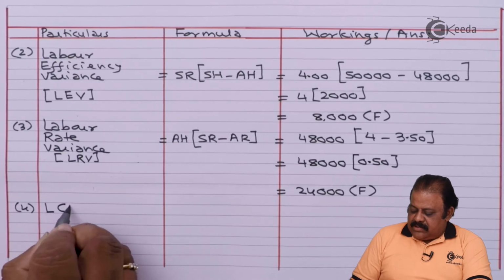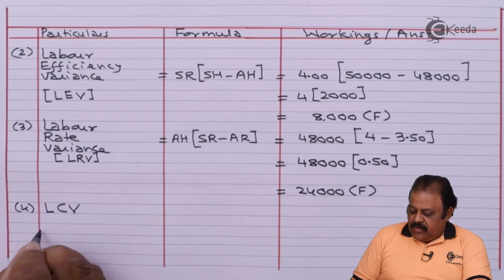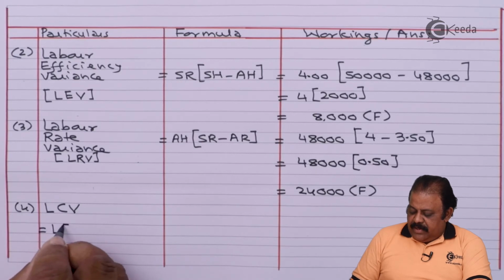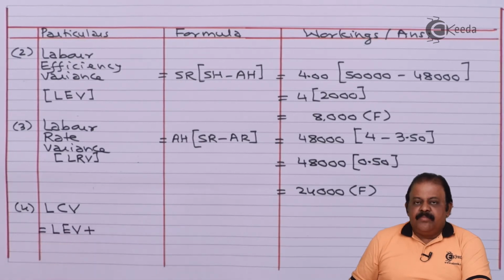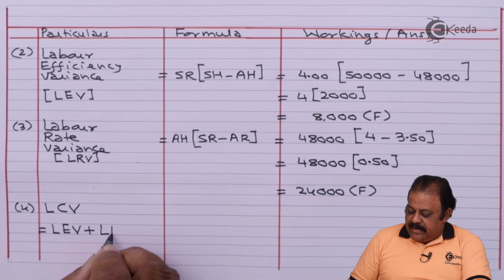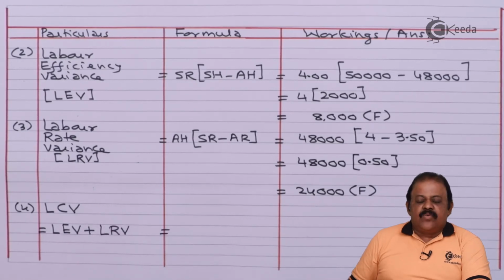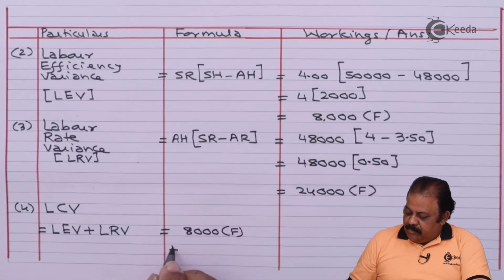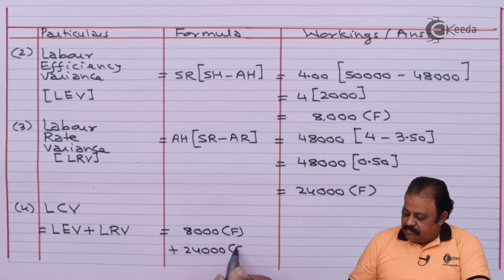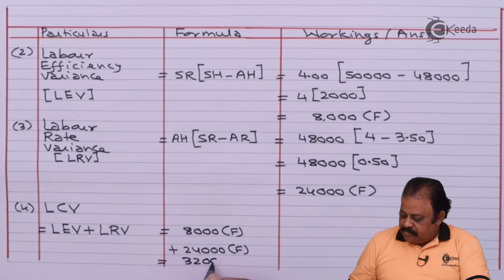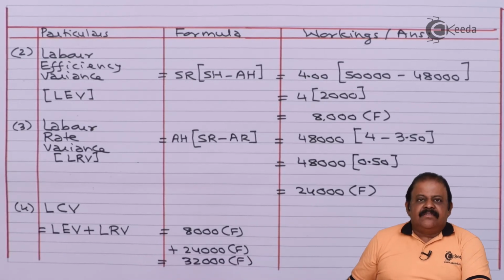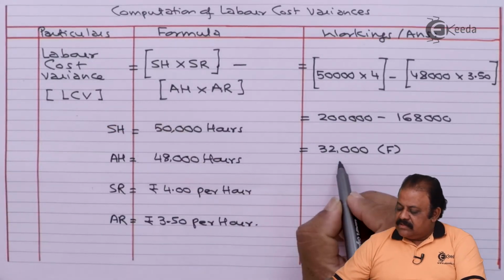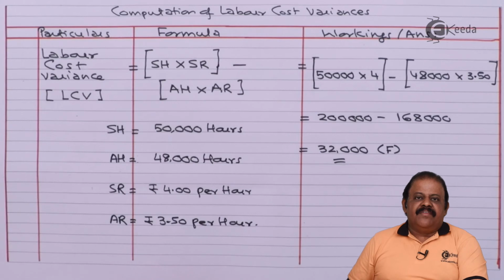We can verify. Labor cost variance is equal to labor efficiency variance plus labor rate variance, which is 8,000 favorable plus 24,000 favorable. By adding two sub variances, we get 32,000 favorable. We have calculated labor cost variance. It is also 32,000 favorable.